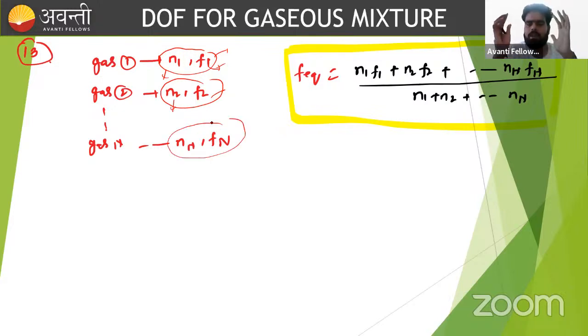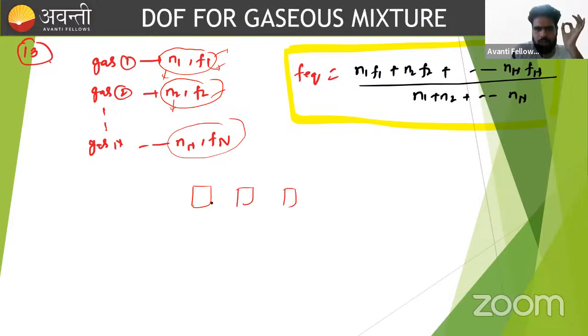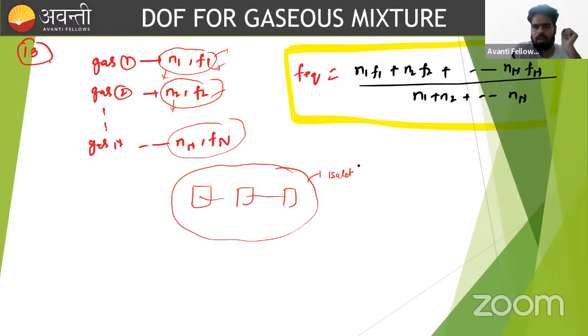Suppose there are n types of gas present and we want to mix them, and find the degree of freedom of the mixture. One thing we have to consider here: suppose this is 1, this is 2, this is 3. When we allow mixing, we consider this an isolated system, so there is no heat transfer from system to surroundings, and vice versa. So here heat transfer is 0. Whatever exchange occurs, occurs internally.